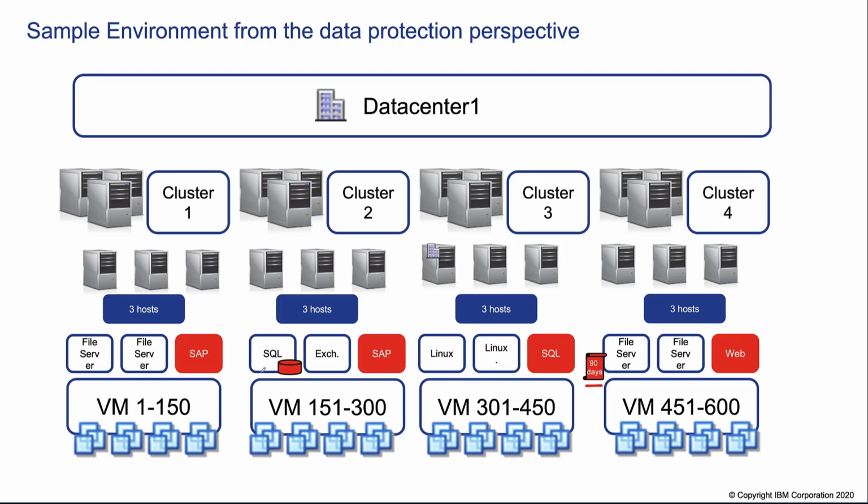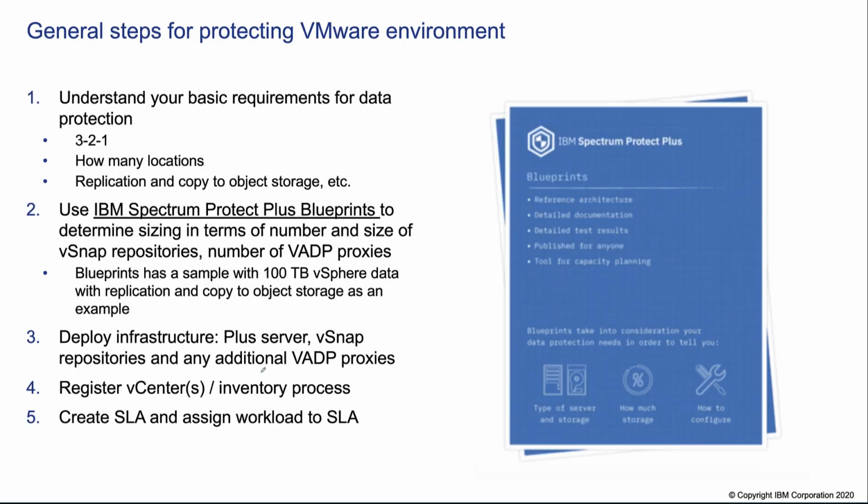have special policy requirements. So let's talk about how we go and solve this with Spectrum Protect Plus, how we design a solution. So we have to first understand our basic requirements for data protection, the 3-2-1 rule, which says we're going to keep 3 copies of data, and we're going to do this in 2 different locations, and one of those is going to be off-site. And you need to have that exercise with how are you going to not only ingest data, but how are you going to replicate data and copy data off-site.